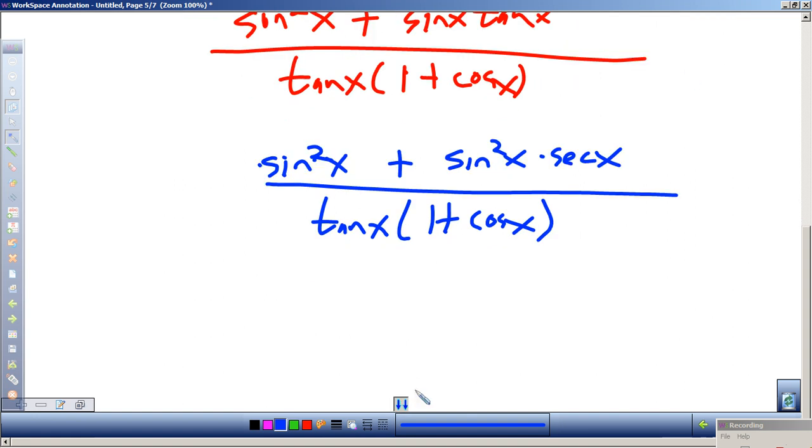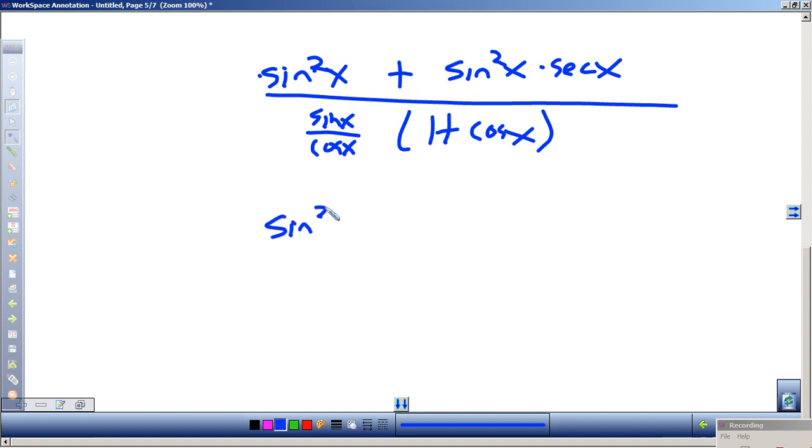Okay, then what? Sine over cosine? Okay, so sine x over cosine x. Then what? Okay, distribute it. So I'm going to factor out the sine squared because it bugs me in both parts. Have sine squared x times 1 plus secant x. I'm just factoring sine squared out of that.